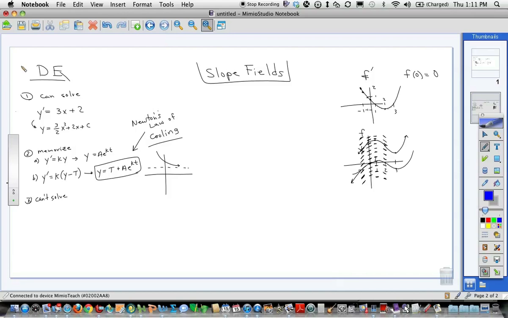Now, instead of doing it with graphs, we're going to do it with actual differential equations. So let's take one here. Let's take this one right here. Y prime equals 2t minus 5. T is going to be my input.